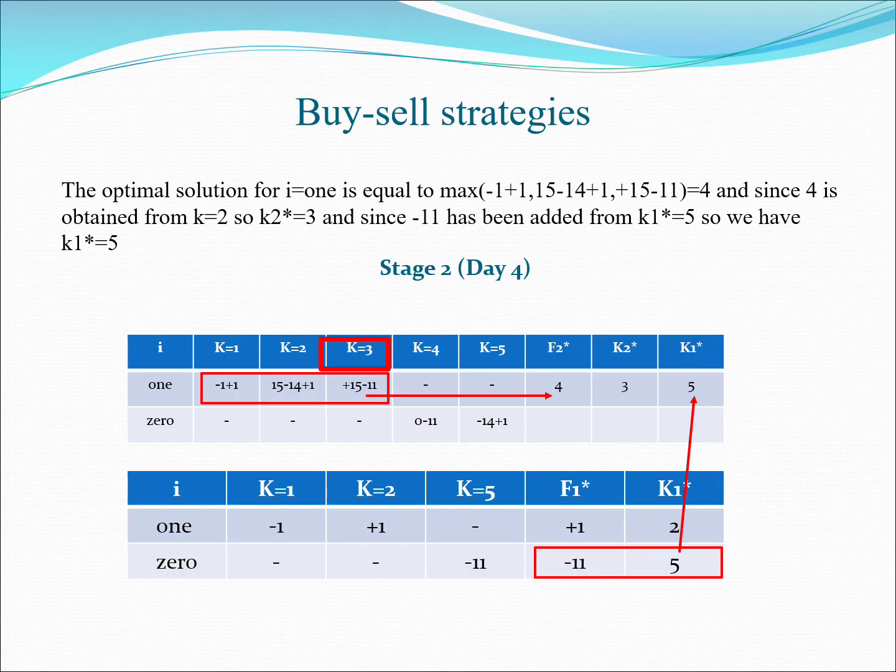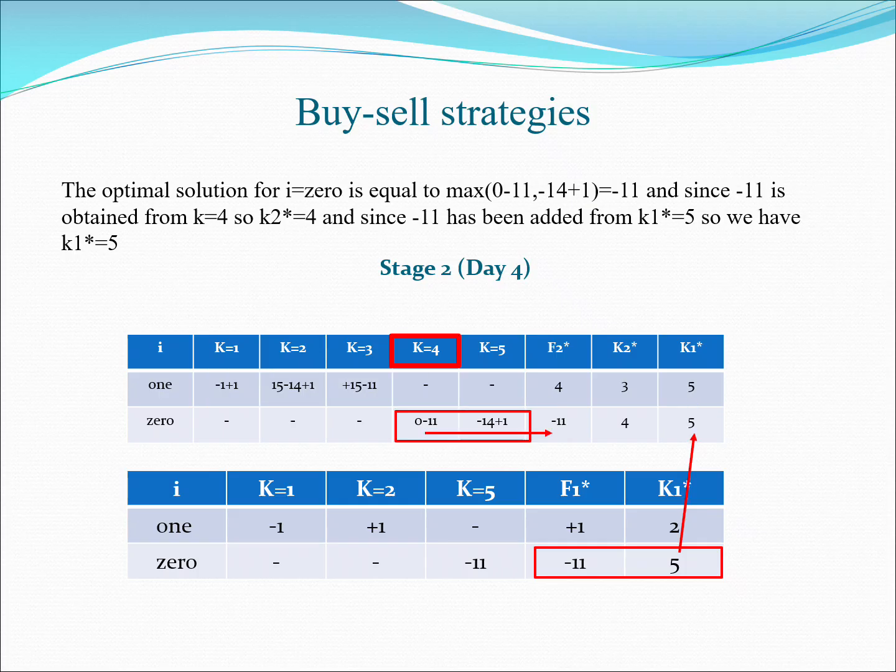Therefore we have the optimal solution for I equals 1 is equal to max of minus 1 plus 1, 15 minus 14 plus 1, plus 15 minus 11 equals 4. And since 4 is obtained from k equals 2, so k2 star equals 3, and since minus 11 has been added from k1 star equals 5, so we have k1 star equals 5.